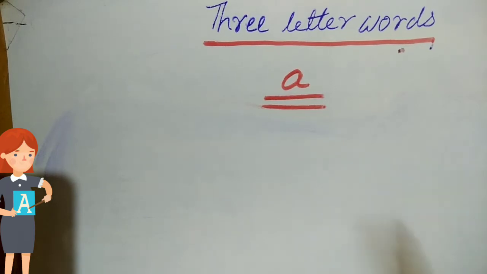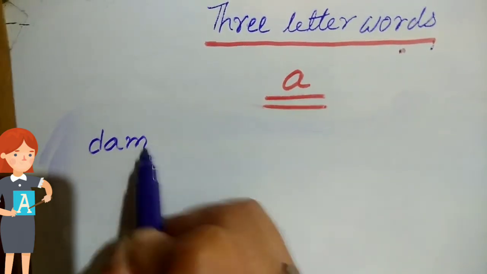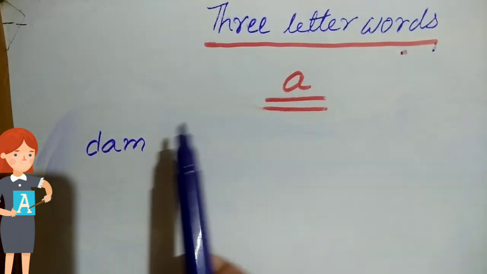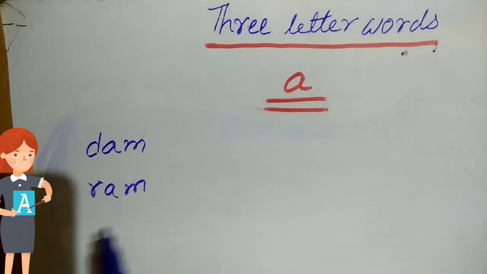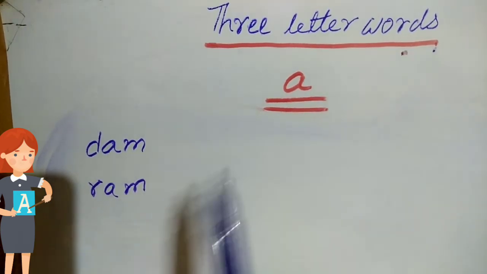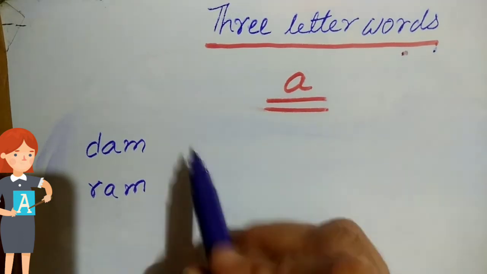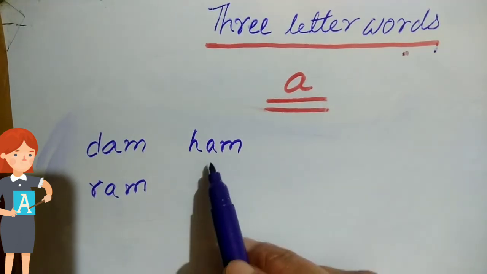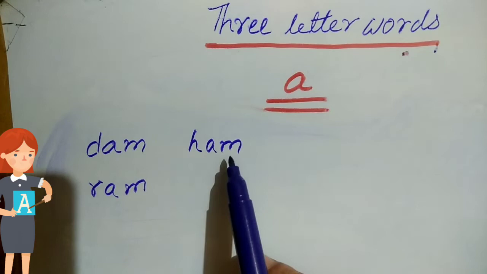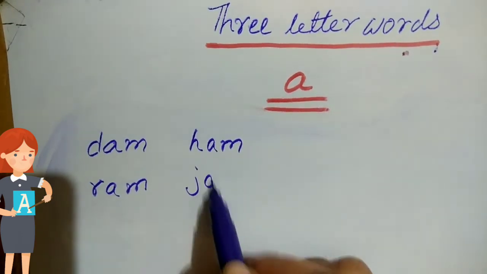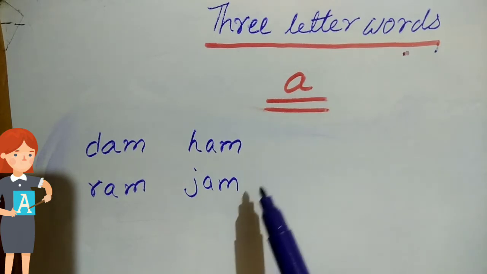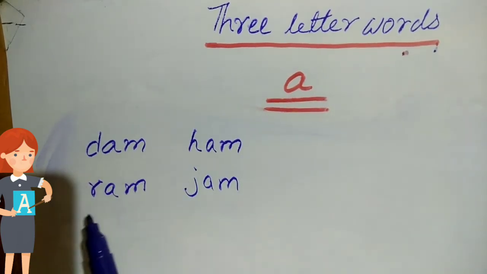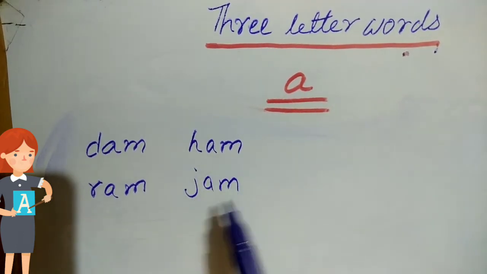So, the first one is D, A, M, dam. J, A, M, jam. Now, repeat. D, A, M, dam. R, A, M, ram. H, A, M, ham. J, A, M, jam. We can learn more words.